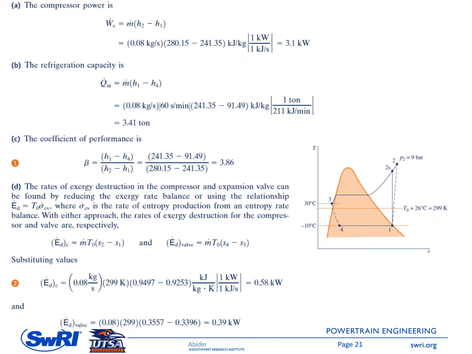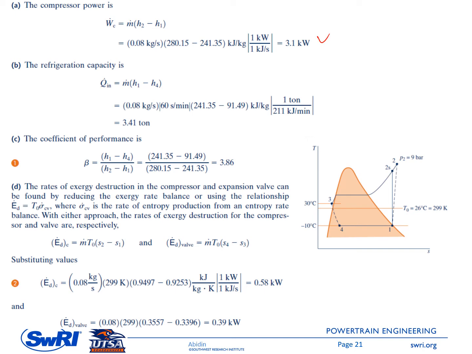Once we complete fixing the properties at each state point, we can answer the questions. The first one is the compressor work, W dot C, which is m dot times H2 minus H1. We have all the numbers, you just need to plug in, and using your calculator you will get a compressor work of 3.1 kilowatts.